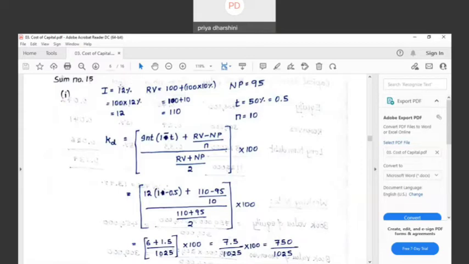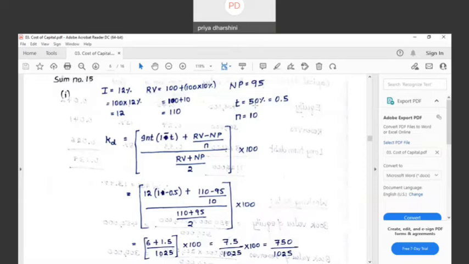On what do you compute interest? You have to find interest on face value. So 100 into 12%, 12 rupees is the amount of interest. They have told it is redeemable after 10 years at a premium of 10%, which means how much is the redemption value? 100 plus 10%. So 110 will be the redemption value. It realizes 95 per debenture, so net proceeds is 95 rupees.